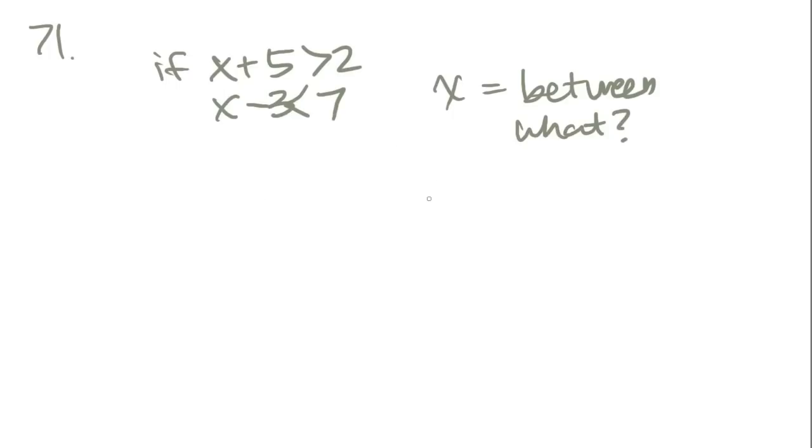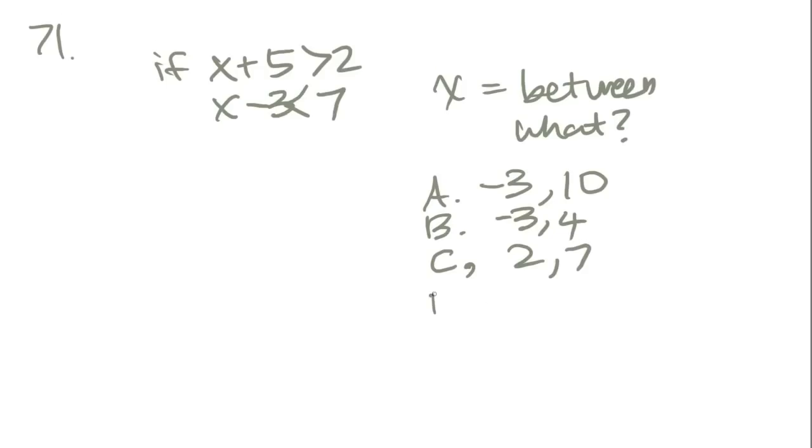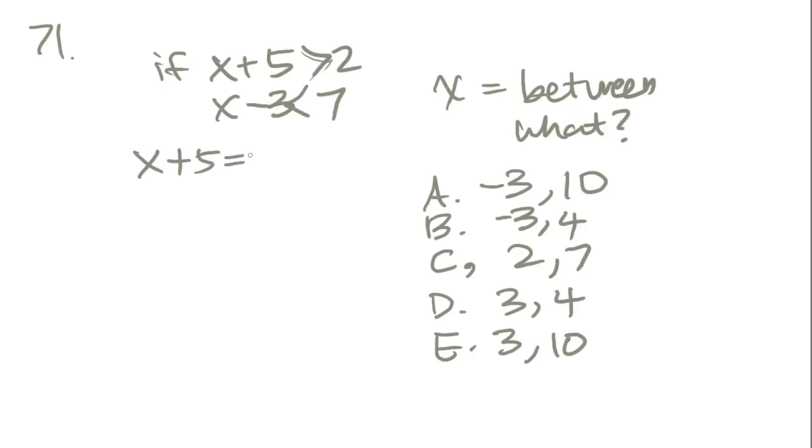They tell us that A is -3 and 10, B is -3 and 4, C is 2 and 7, D is 3 and 4, and E is 3 and 10. Okay, inequality: you just treat the sign as an equal sign. So x + 5 > 2 is basically the same as saying x + 5 = 2. Let's just ignore that sign until we finish getting x on its own side.